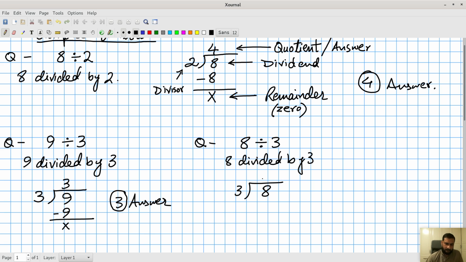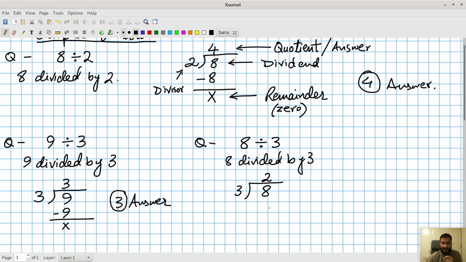So we check. 3 1s are 3, 3 2s are 6, 3 3s are 9. So there are two numbers closest to 8. 3 2s are 6 and 3 3s are 9. But 9 is bigger than 8. We cannot subtract 9 from 8. So we have to use the number before that, which is 3 2s are 6. So we always go for the lesser number if it is not an equivalent number.